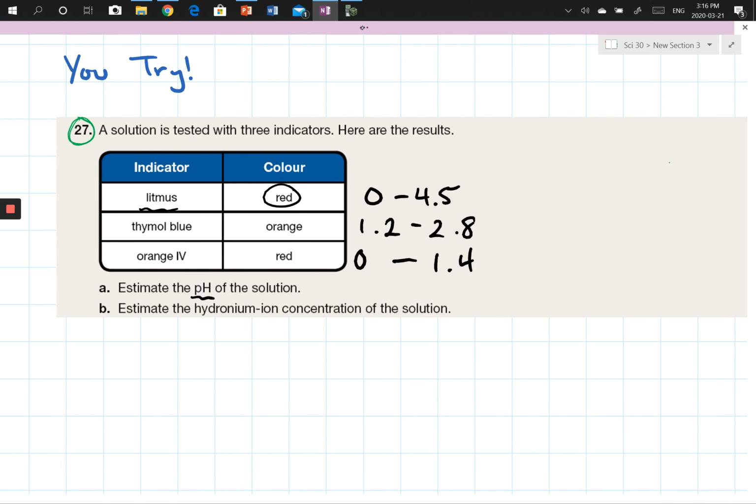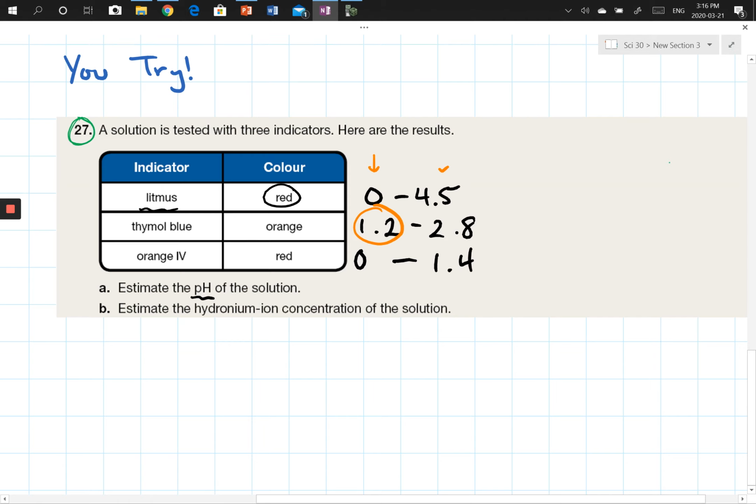Now I want to estimate the pH of the solution. I'm going to take the highest number on the low end of these, that's 1.2, and the lowest number on the high end of these, that's 1.4. So I know my pH has to be 1.2 to 1.4 for this solution. If I want one number where it says estimate the pH of the solution, I find the average of these. If I add them both together and divide by 2, I get 1.3 for my pH.